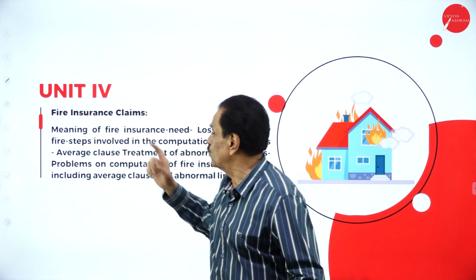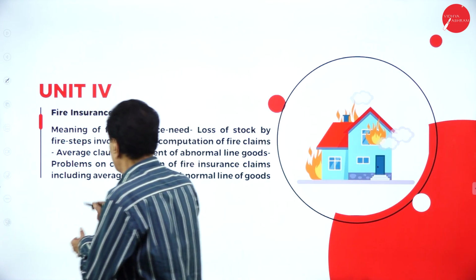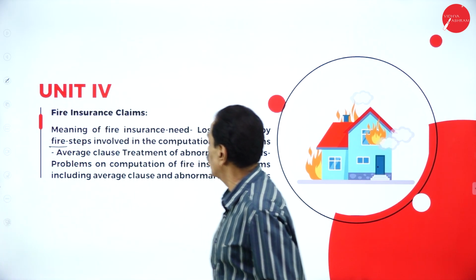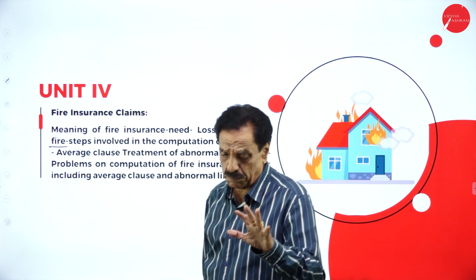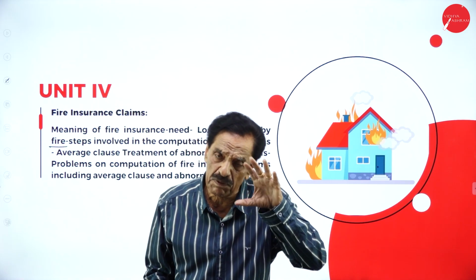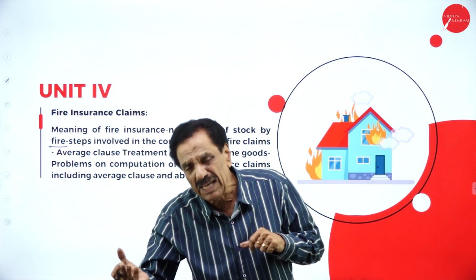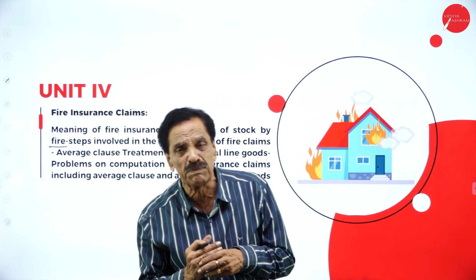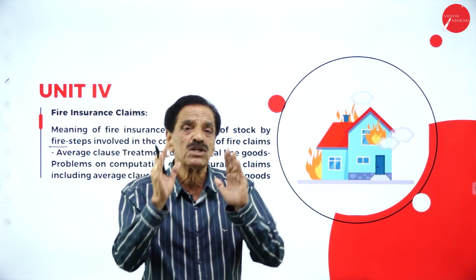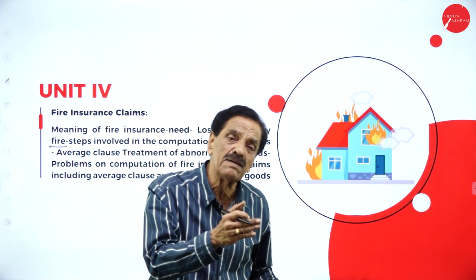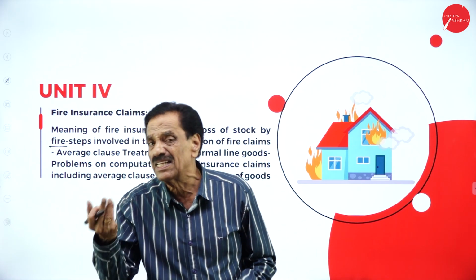Then fire insurance claim, meaning of fire insurance: loss of stock only by fire. We are relating only to fire. Steps involved in the computation of fire claim and treatment of abnormal loss. When the fire takes place, what is the portion of the loss? We are going to find out how much loss has to be suffered, and how the company will bear the loss with the help of the insurance company. How much portion is lost in the fire, what is the claim of the company, how much the insurance company is going to pay, all will be dealt with in detail in the next class.